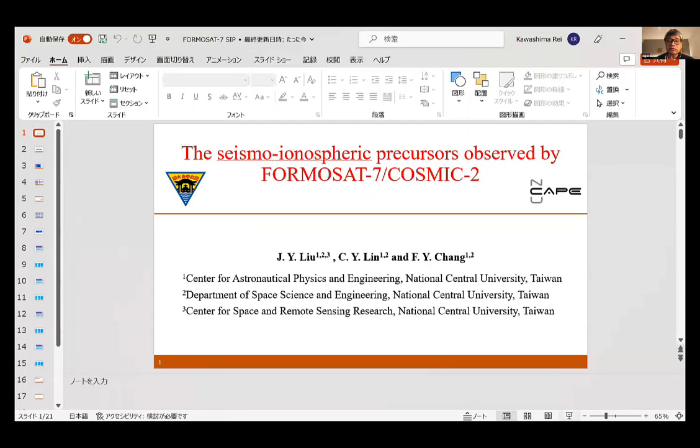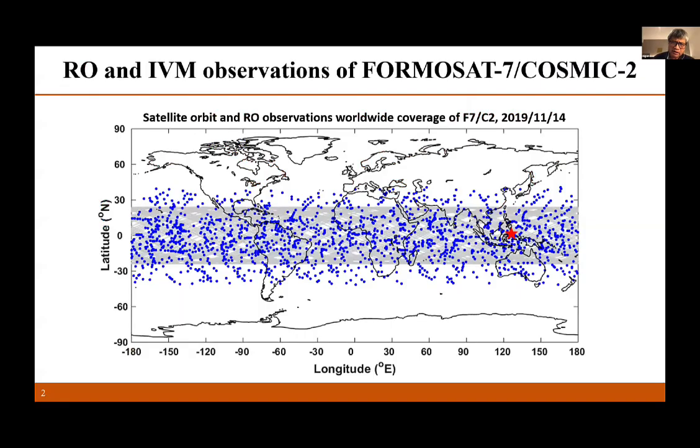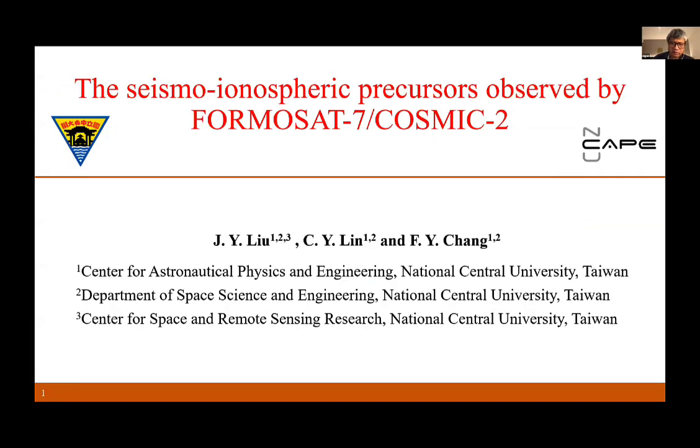We are actually using the two satellites, FORMOSAT-5 and FORMOSAT-7, for this. Allow me to say something. For our study, we can answer the question about the so-called spatial precursor. So let's move on to the next slide.